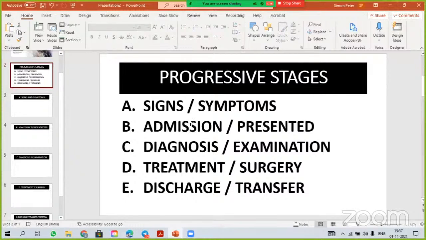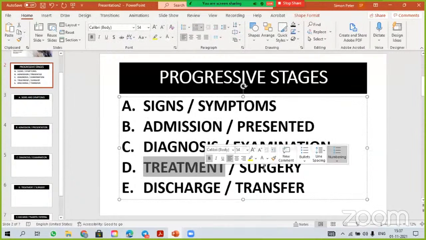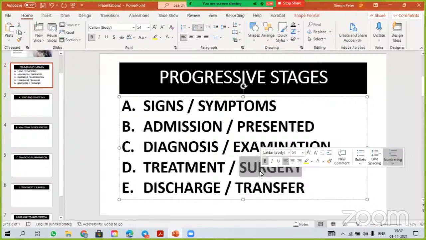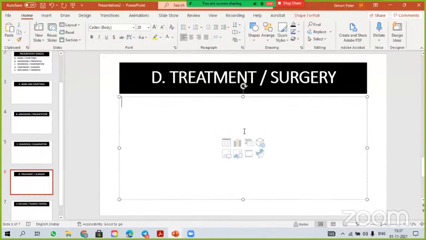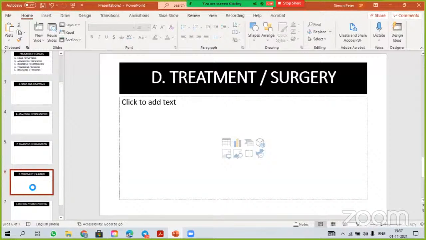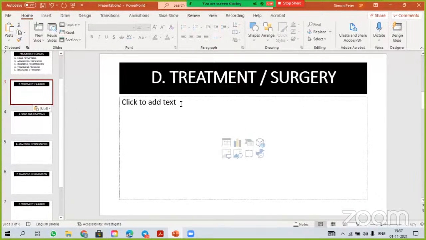This letter is surgery. So this is shoulder replacement treatment surgery. So you understand that you are going to use this D. Remember that. So in this letter, we are going to learn this one. This is the style we are going to use.